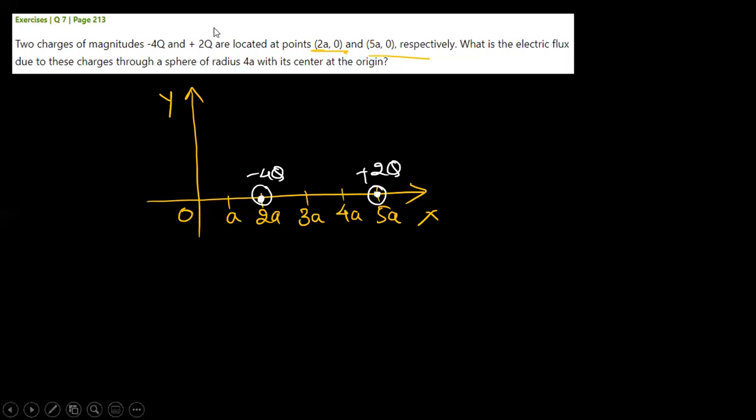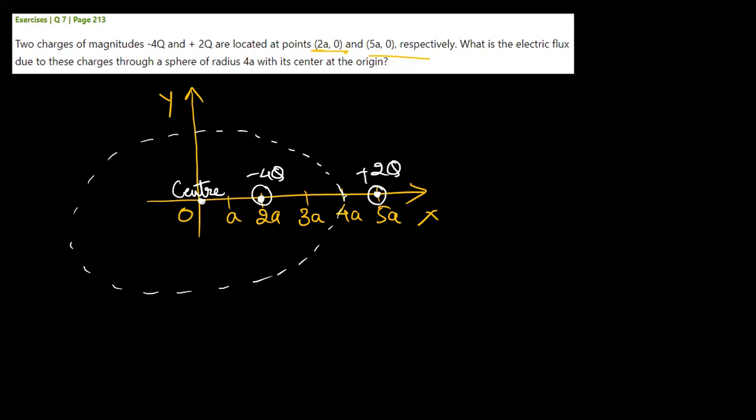The question says find the electric flux. You are supposed to find the electric flux due to these charges through a sphere of radius 4a. Suppose I construct a sphere of radius 4a with the origin as the center. Taking 4a as the radius, I have drawn one circle. What is the electric flux? Phi. I am supposed to find the electric flux.